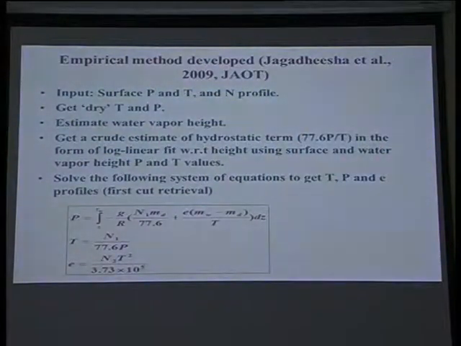Then I also developed an empirical method, whose input is surface pressure and temperature and the refractivity profile. We get dry temperature and pressure, and estimate the water vapor point, which I initially took as the 230 Kelvin height when looking from the tropopause and below. Then I get a crude estimate for the hydrostatic term, that is 77.6 P by T, in the form of a log linear fit with respect to height using the surface and water vapor point height P and T values, and then solve the following system of equations. We get pressure, temperature and water vapor pressure.